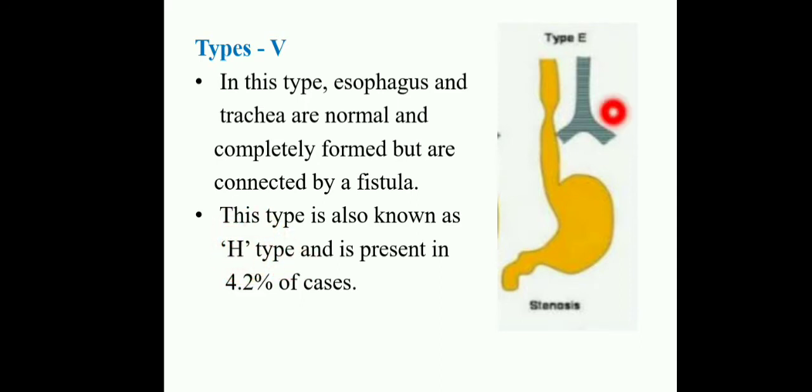Look at this picture. The esophagus is normal, the trachea is also normal, but some small connection is there between the two organs, the esophagus and trachea. This type is called H type. 4.2% of affected children have this type of TEF. In total, how many types of tracheoesophageal fistula are there? Total 5 types are there.